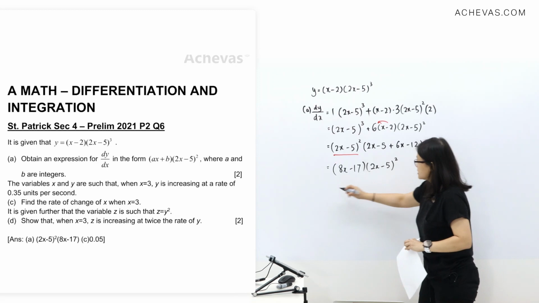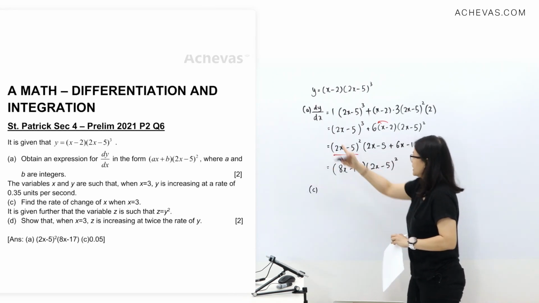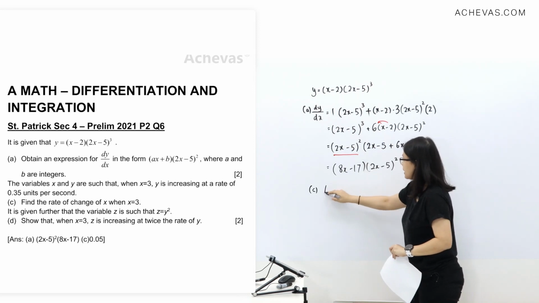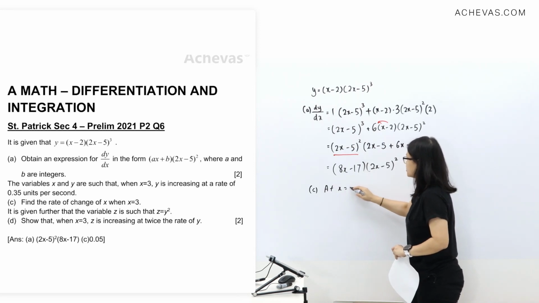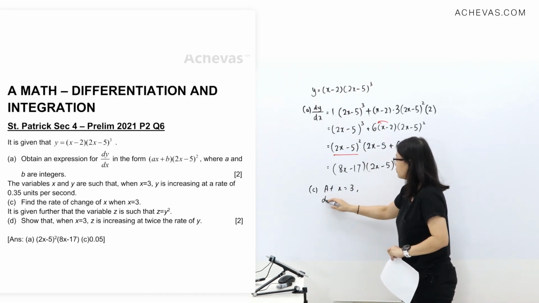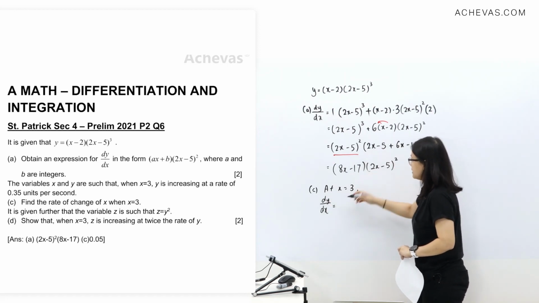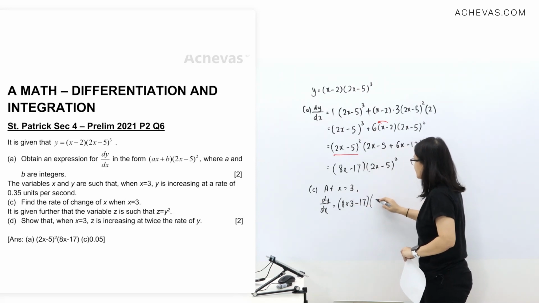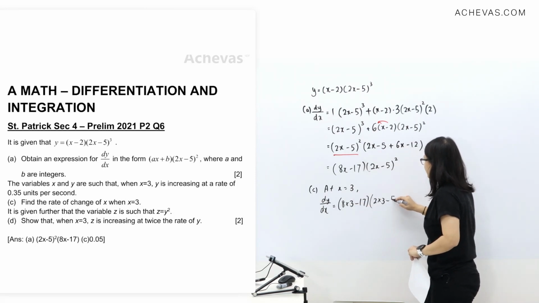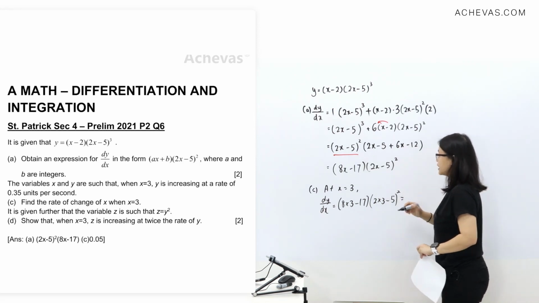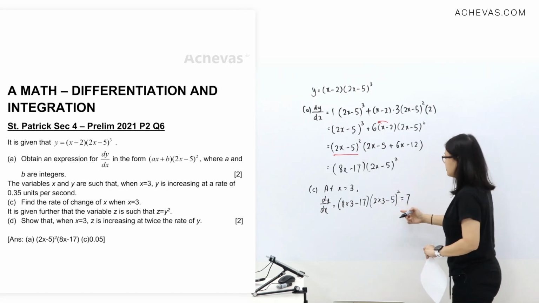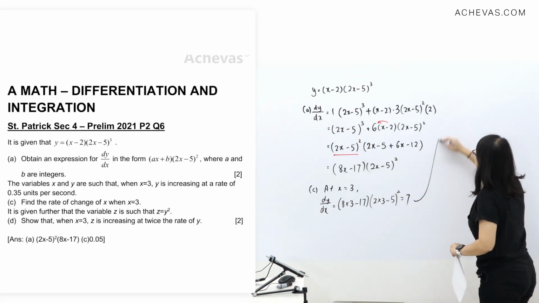Before that, since we already know that we have dy/dx over here and we are given x equals 3, I'm going to write down at x equals 3, and find out the dy/dx value using the answer we got here. So we have (8 times 3 minus 17) over (2 times 3 minus 5) raised to power 2. I'll get the value here as 7. I'm going to use this one later.